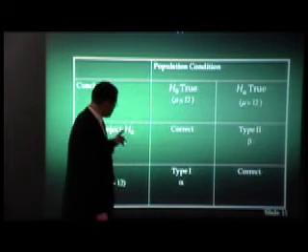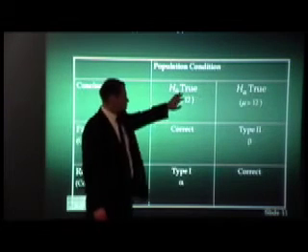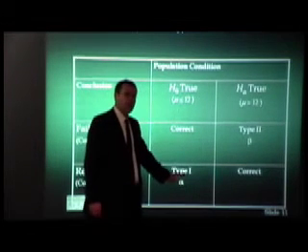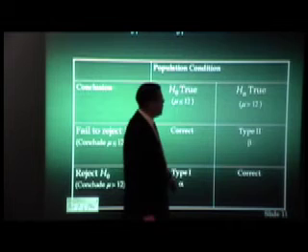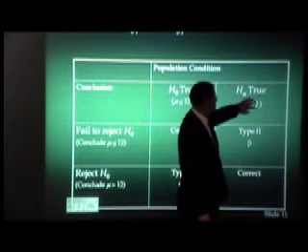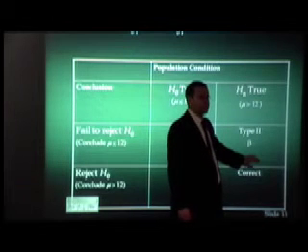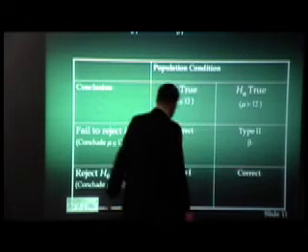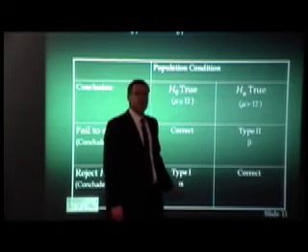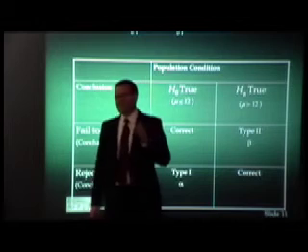But if you reject a null hypothesis when the null is true, you made a type 1 error, and the probability of that happening is alpha. If you fail to reject a false null, then you made a type 2 error, the probability of that is beta. What did I say over here? Beta. Oh, alpha and beta.